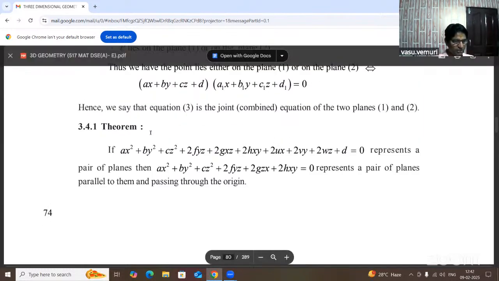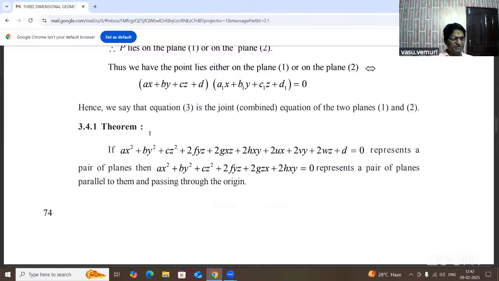There is no doubt. If ax² + by² + cz² + 2fyz + 2gzx + 2hxy + 2ux + 2vy + 2wz + d = 0 represents a pair of planes, that means we are getting the equation of a pair of planes from the joint, that is, the combined plane equations. That is ax² + by² + cz² + 2fyz + 2gzx + 2hxy + 2ux + 2vy + 2wz + d = 0. This equation represents a pair of planes.